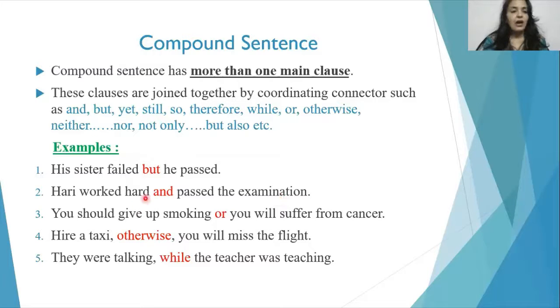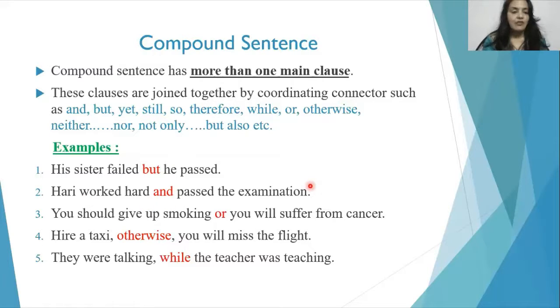Hari worked hard and passed the examination. Hari worked hard. Hari, subject, worked, verb, and passed the examination. Here the past verb, actually we are talking about Hari only. So this subject is hidden. Maybe the other sentence is Hari passed the examination. So Hari is hidden. We can say in another sentence, Hari is a subject, passed is a verb. So in this complete sentence, two subjects and two verbs. So we can say this is a compound sentence.